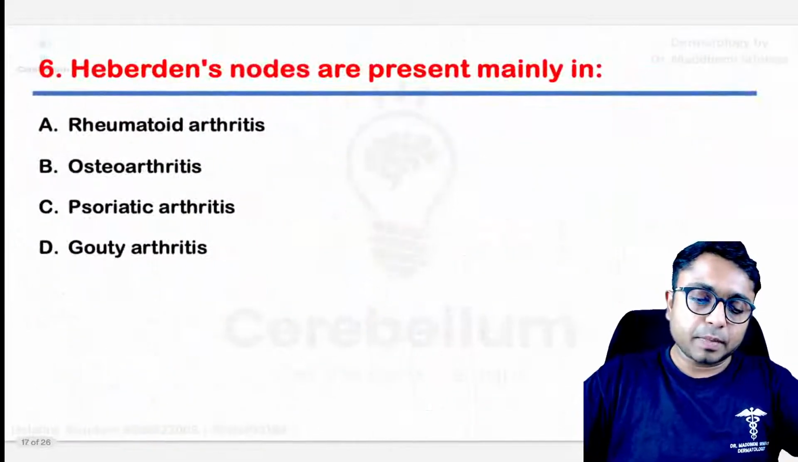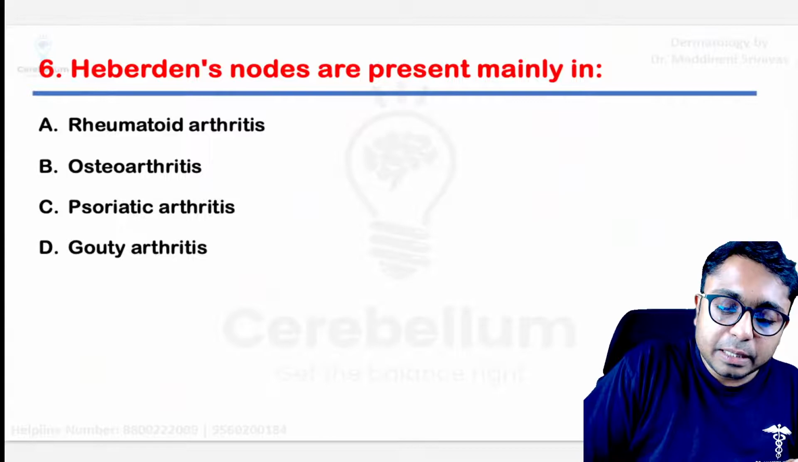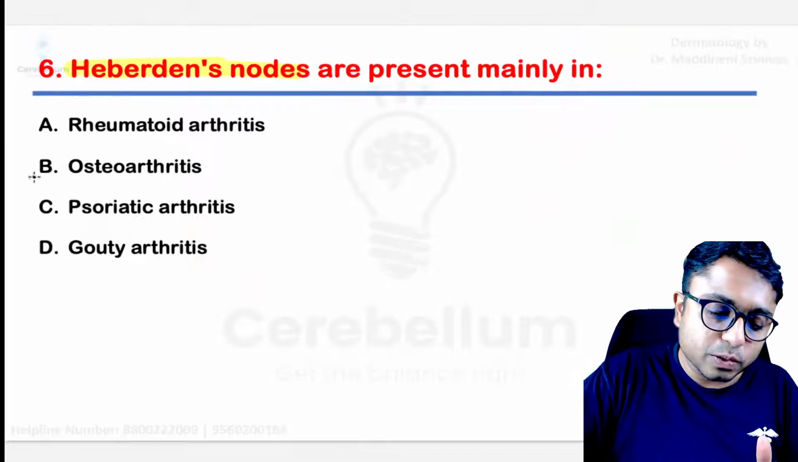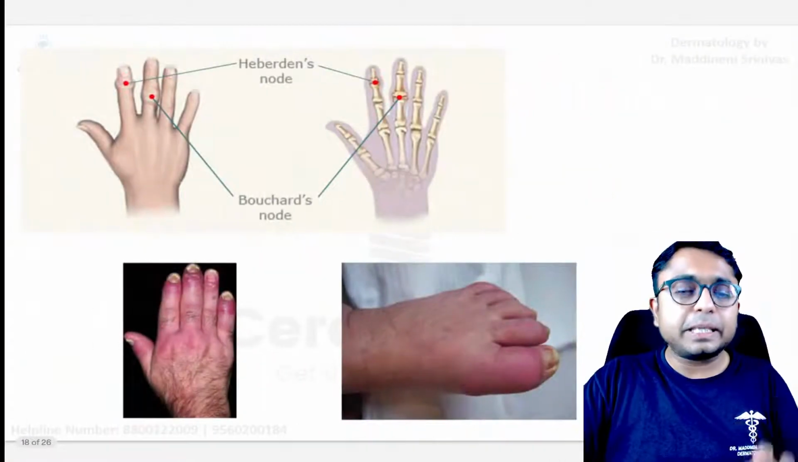Okay. So this is the next MCQ. Haberden's nodes are present mainly in... So I hope all of you know the answer for this question. Yes, it is osteoarthritis. Okay, I will show you the images.